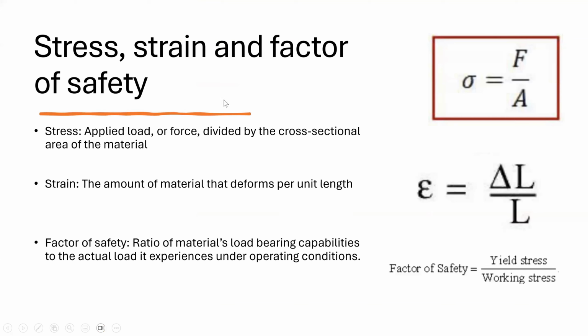So, what is stress, strain, and factor of safety? Stress is the applied load or force divided by the cross-sectional area of the material. Stress is defined by force divided by area. Strain is the amount of material that deforms per unit length. Strain is defined by the change in length divided by the initial length.